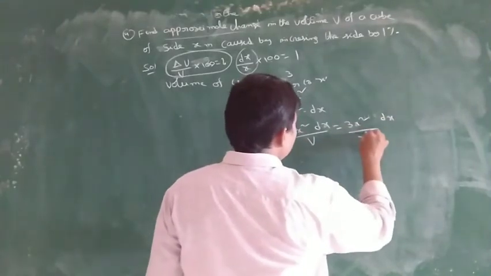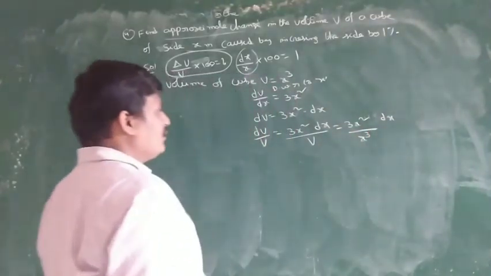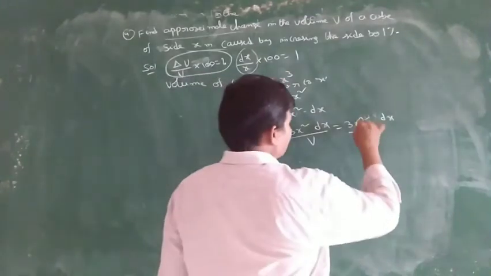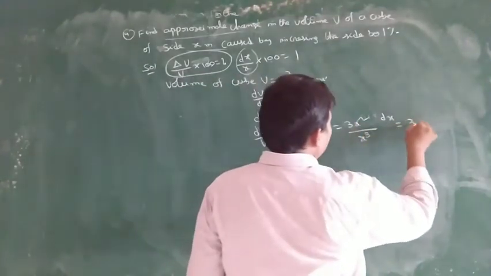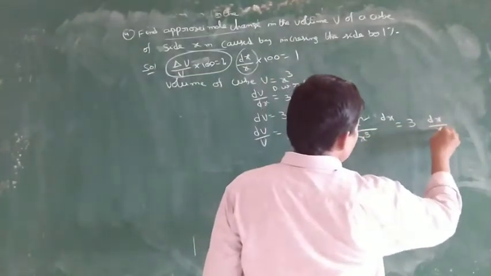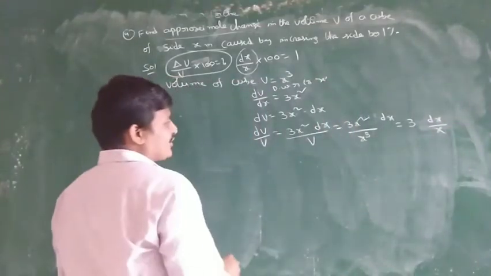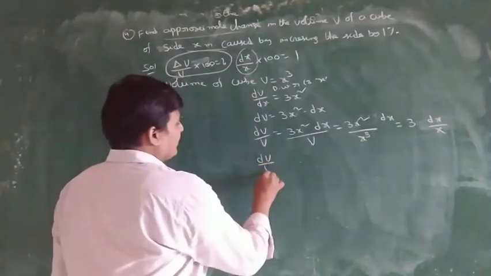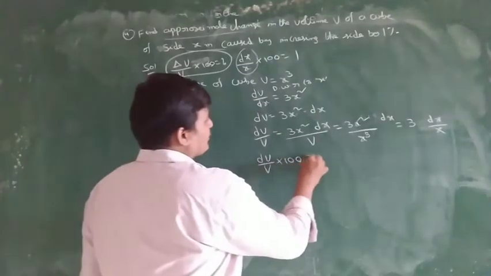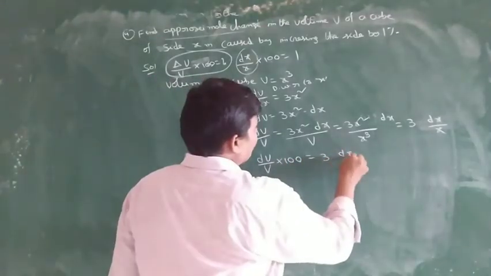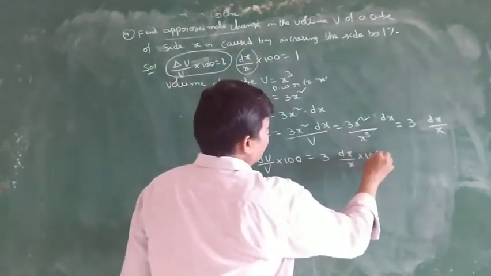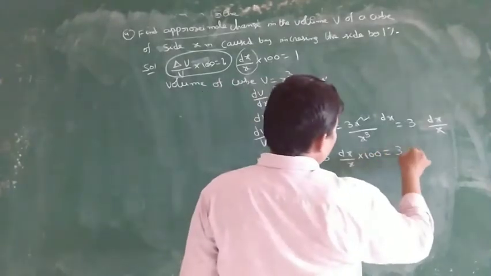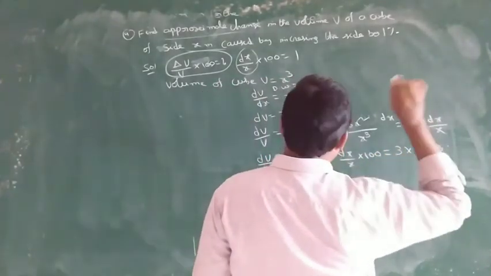What is V? V is equal to x cubed. So x squared, one x cancels. That is equal to 3 into dx by x. So finally dV by V into 100 is equal to 3 into dx by x into 100. So that is equal to 3 into 1, which is equal to 3.